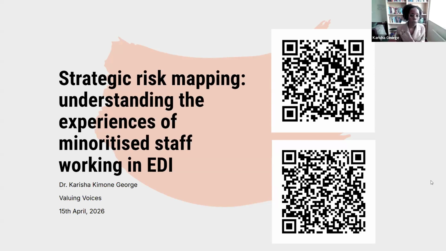Essentially, what I'm going to review for you is a brief overview of our project that we ran, luckily and lovingly, funded by Valuing Voices. We were specifically interested in exploring the experiences of minoritized staff working in EDI. And the two QR codes you see on the slide are two of our outputs from the project. The first one is the QR code for the policy brief.